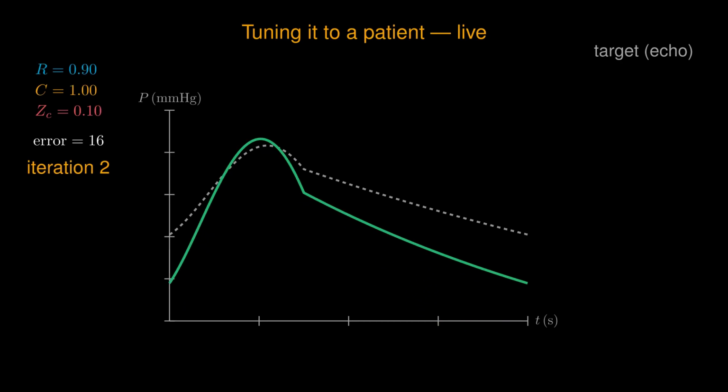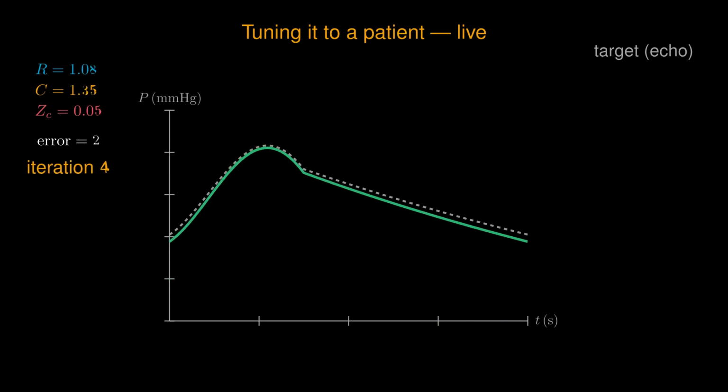So adjust and resolve. Raise the resistance to lift the mean. Raise the compliance to slow the decay. Ease the characteristic impedance. Each pass, the model curve creeps toward the target and the error drops. After a few iterations, the green curve lands right on the dashed one. 3 numbers fitted to this patient.